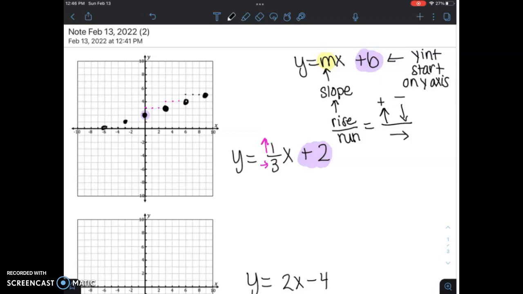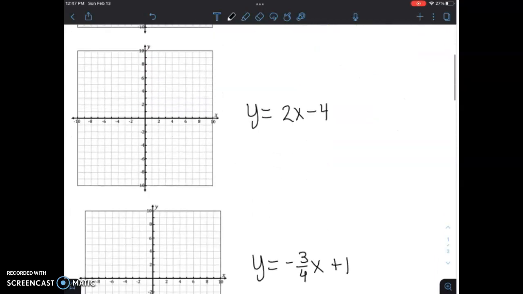And so once you get a good amount of points on there, you can connect them. It is a line, which means it goes on forever. You could continue that pattern. I mean, that's kind of jagged there at the end, but that's okay. It would continue the pattern indefinitely. And really any ratio of 1 to 3. We could go up 3 over 9. We could go up 2 over 6. Any ratio of 1 to 3.